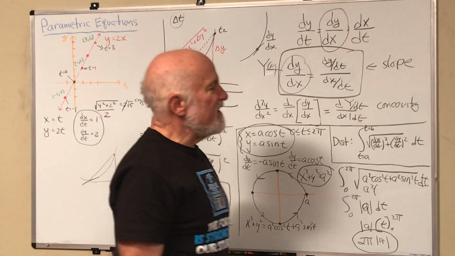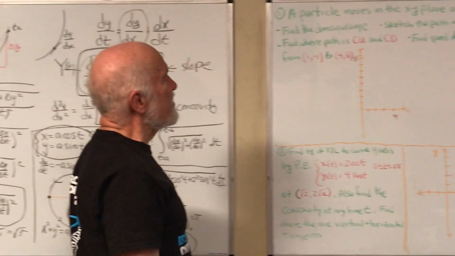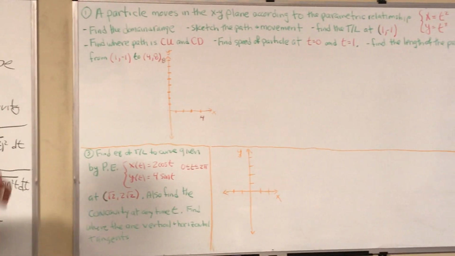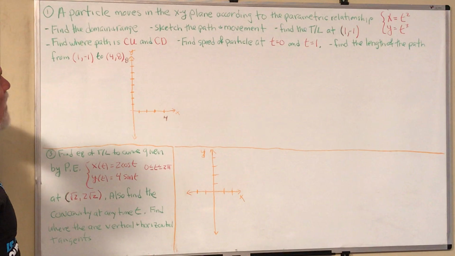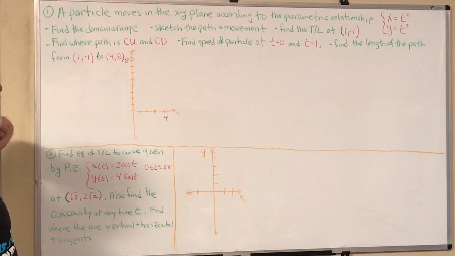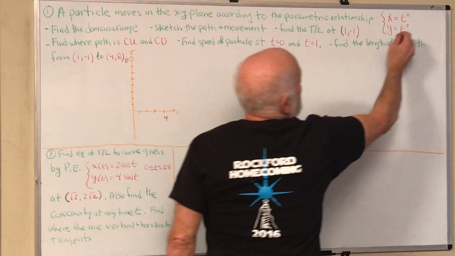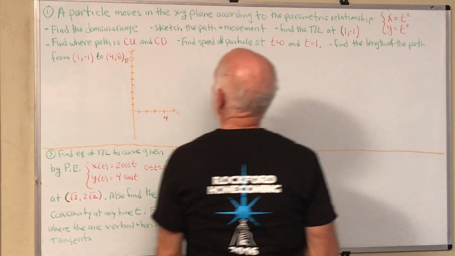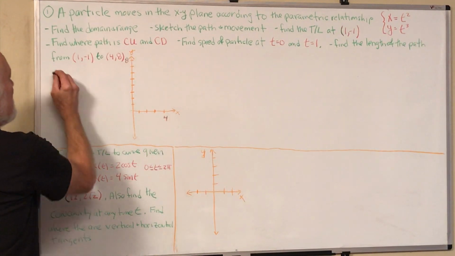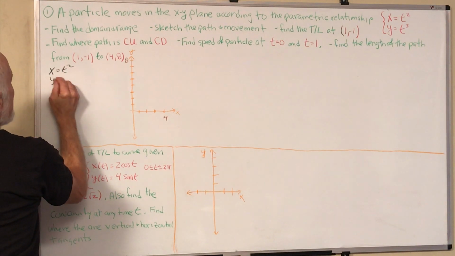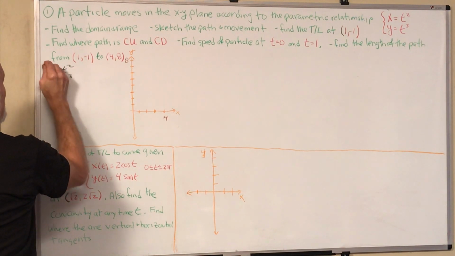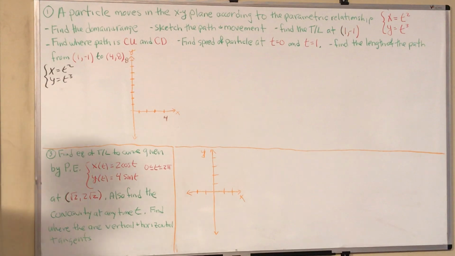Okay, so let's just look at a couple of examples. One, we have a particle moving in the xy plane according to this parametric equation, x equals t squared, I'm even going to rewrite it up there, x equals t squared, y equals t cubed. And we want to find a lot of things.